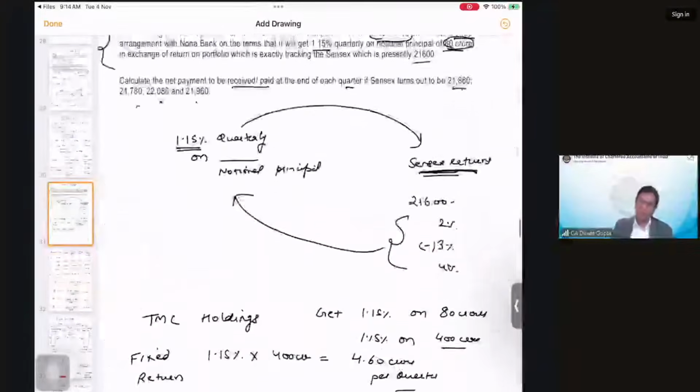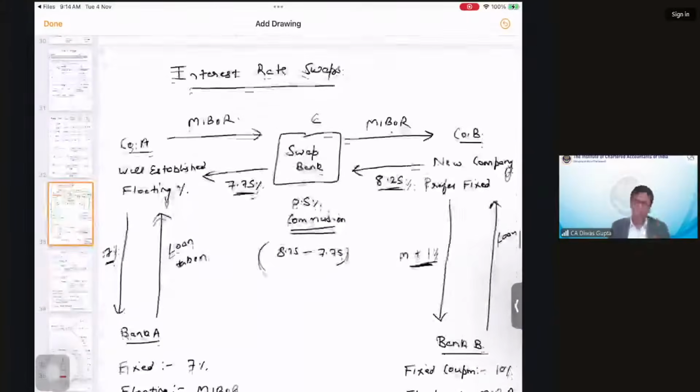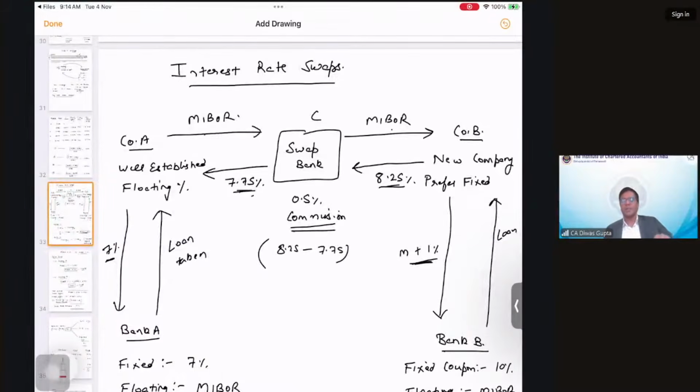So let me come to interest rate swaps. Students, till now we have discussed the asset and liability method. Then the second one was forward rate agreements. Third one was interest rate futures. Fourth one was interest rate options, which is the interest rate guarantee. Now let's come to interest rate swaps.